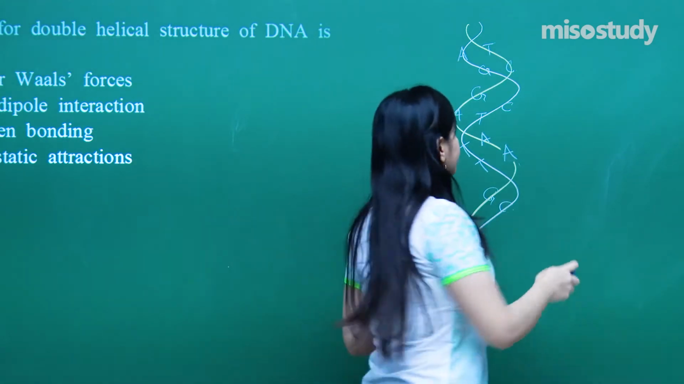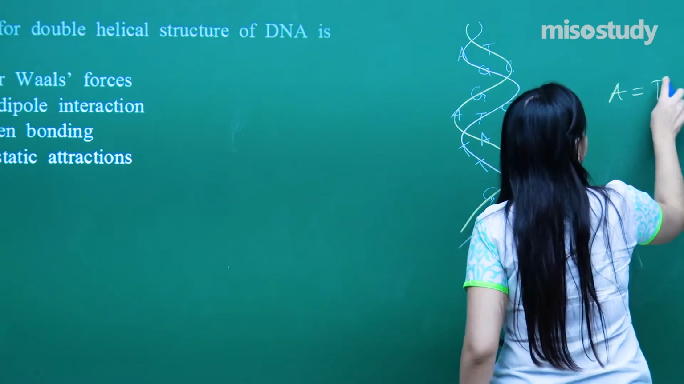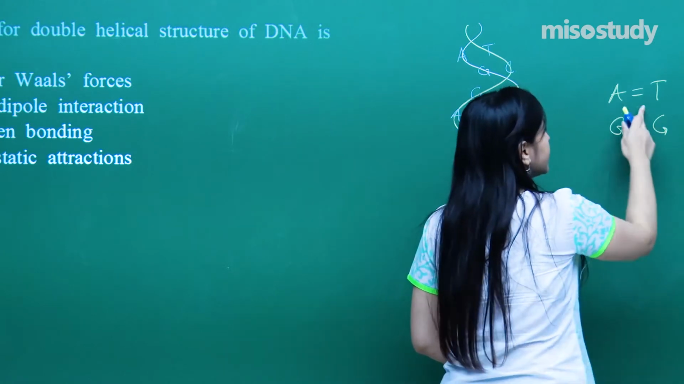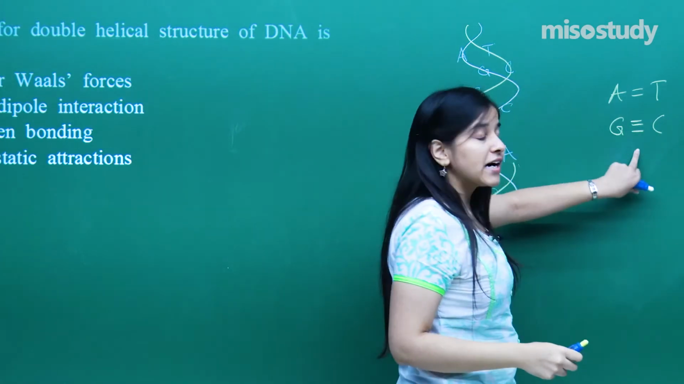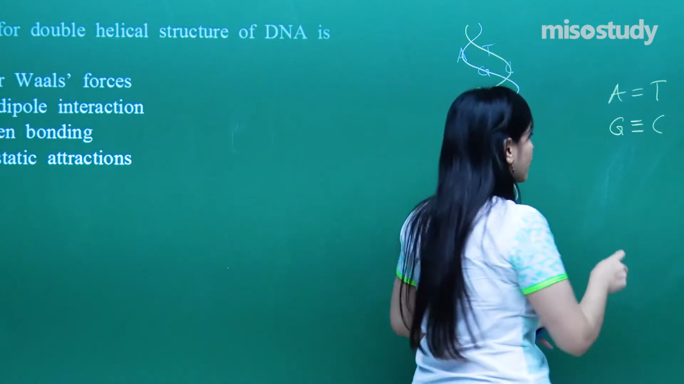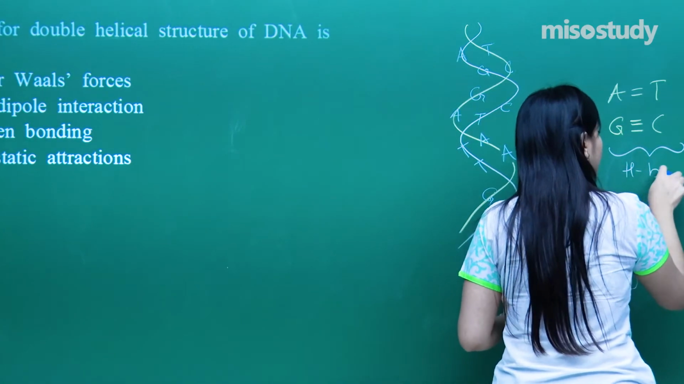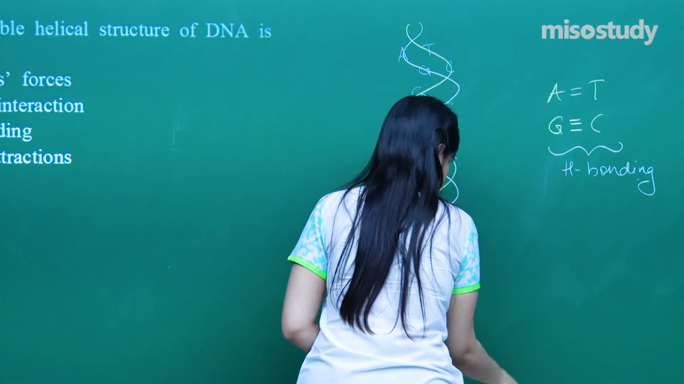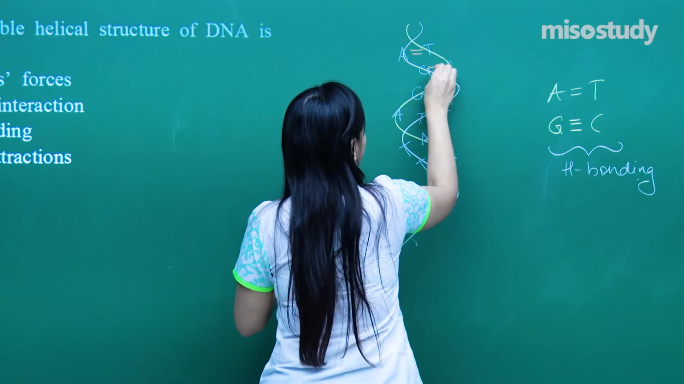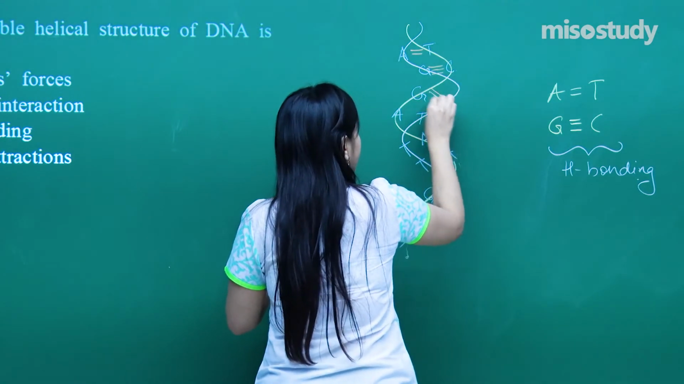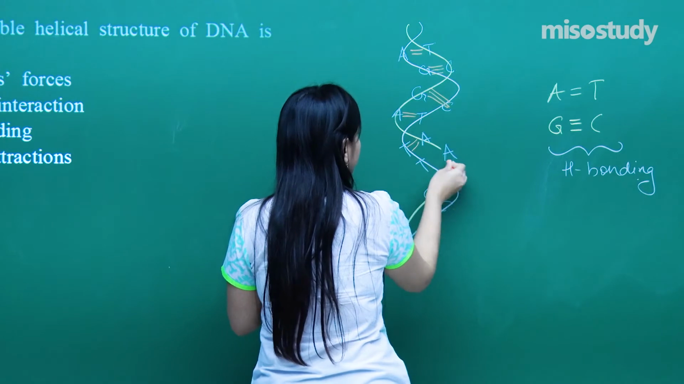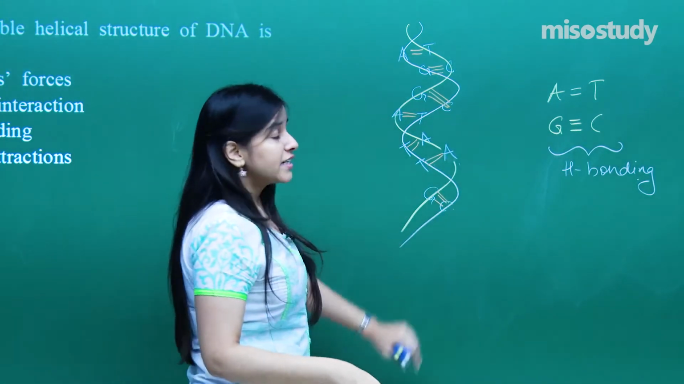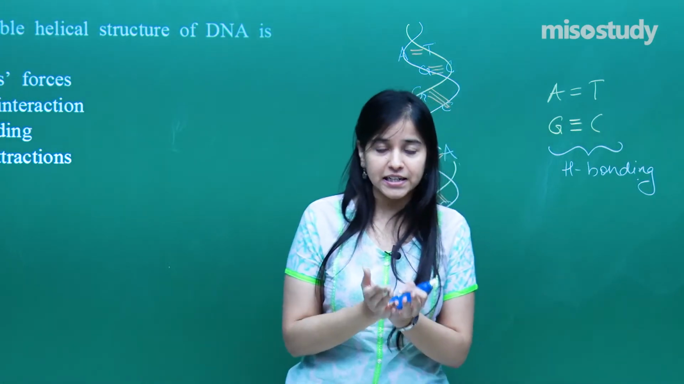So, we all know that A binds with 2 bonds with T and G binds with 3 bonds with C. That means what? What are these type of bonds? These are nothing but the hydrogen bonds. So, we have got H bonding over here. So, let me just complete it out. So, it would be 2, it would be 3, again 3, again 2, 2. It's just a random sequence that I have. So, that is how the DNA gets connected. The two strands get connected via hydrogen bond.